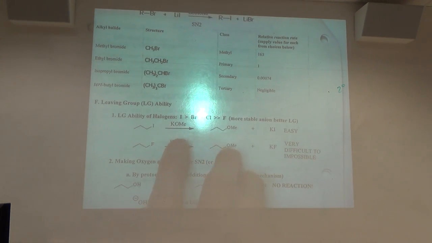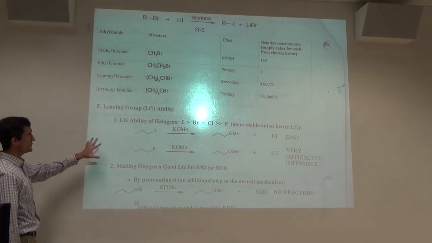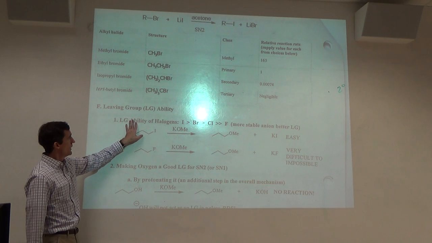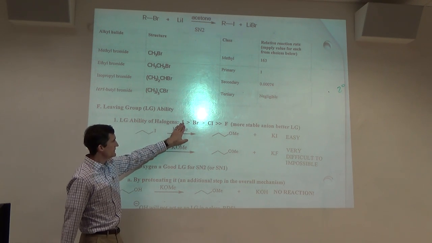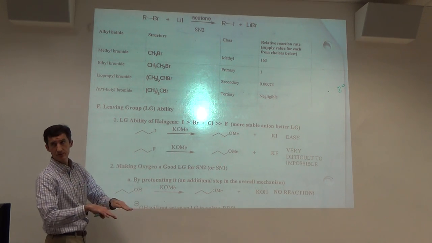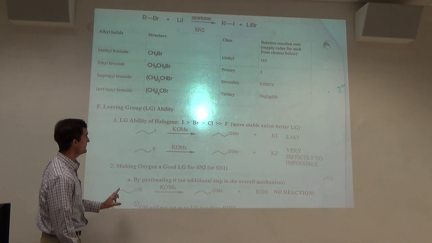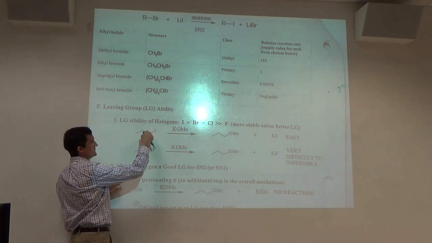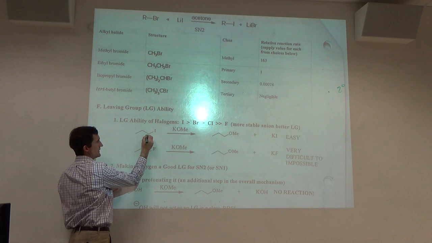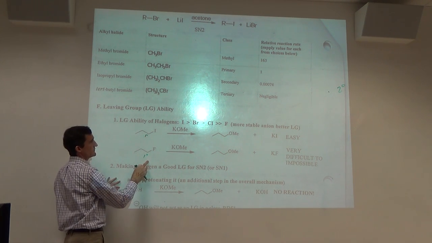Okay, next idea. Again, we're looking at the substrate with the leaving group, the electrophile. What about the actual leaving group? We've already said that iodine is your best leaving group, then bromine, chlorine, and that's much better than fluorine. Basically, the larger halogen is your better leaving group. For example, these two substrates are the same. They're both primary, but we have a different leaving group.